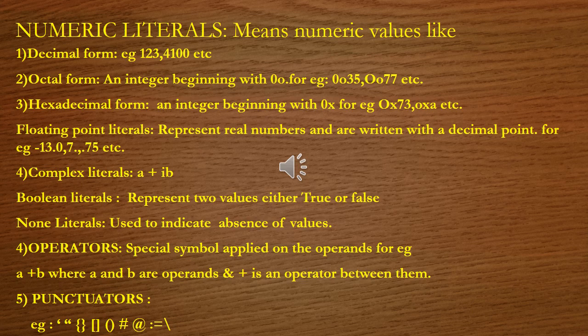The last token is punctuators, that we see on the screen. All the special symbols like curly braces, square brackets, parentheses, @, colon, equal to. These are the punctuators that are used in the Python programming language.